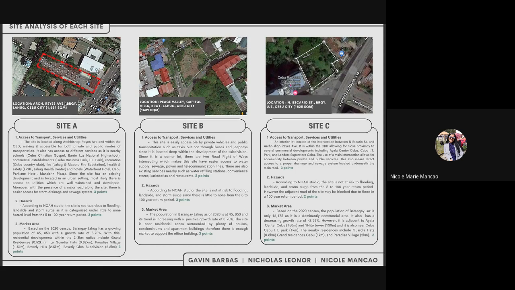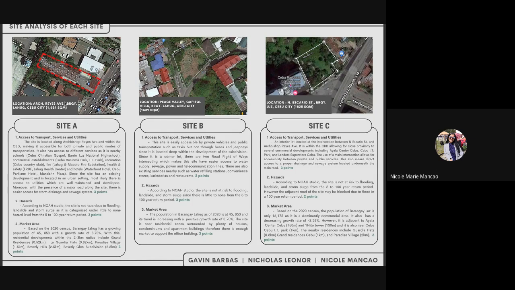And this is also accessible to other utilities because there's an existing development on the site, and it is located in an urban setting. So most likely there's access to well-maintained utilities, as mentioned previously by Nicolas. There's also a road along the site, so there's already a guarantee of easy access for storm drainage and sewage system. Then for the hazards, according to NOAA Studio, the site is not hazardous to flooding, landslides, and storm surge, and it is categorized under little to none hazard level from the 5 to 100-year return period.